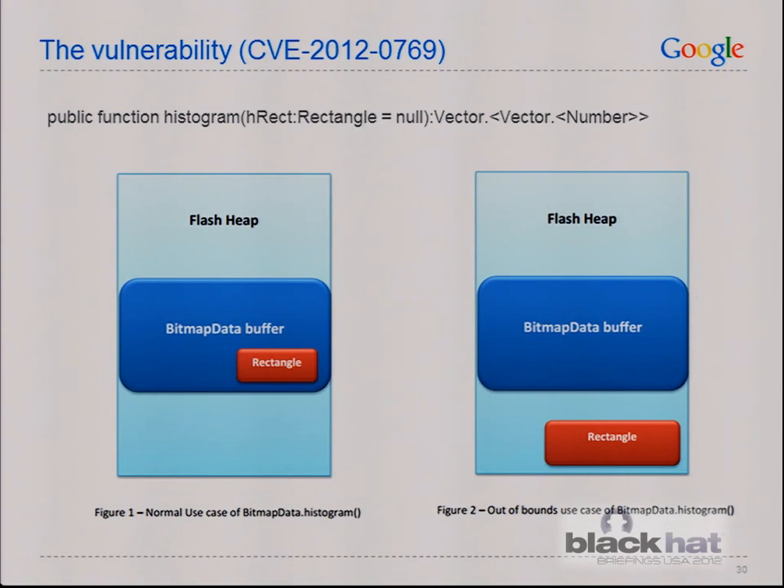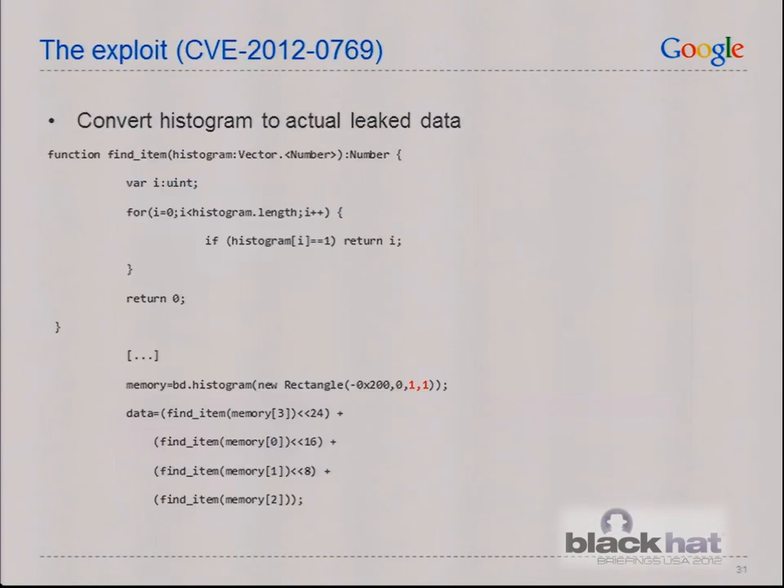Basically, you supply a rectangle, and it will give you back the histogram of that BitmapData buffer constrained by that rectangle. The vulnerability here is that they were not checking if the rectangle was inside or outside the buffer. So you could read relative to that buffer. The idea is, why don't I supply a 1x1 rectangle, convert that histogram to data, so I can reliably read a DWORD relative to the buffer. But reading relative to the buffer is cool. You can probably find Flash pointers over there, but it's not reliable.